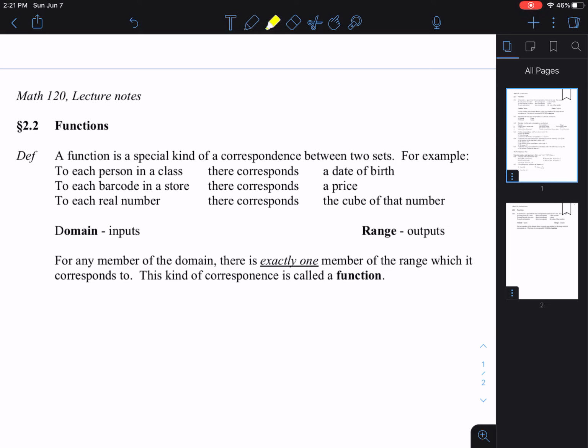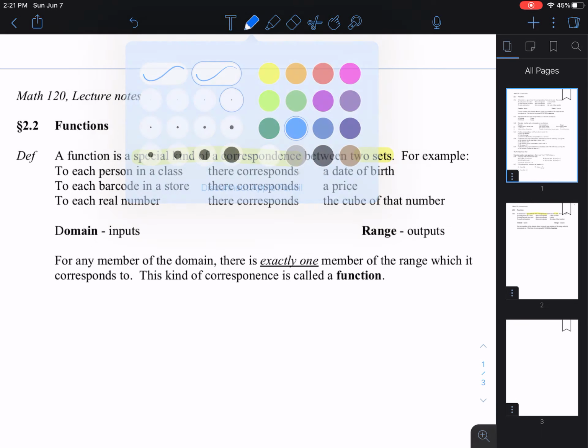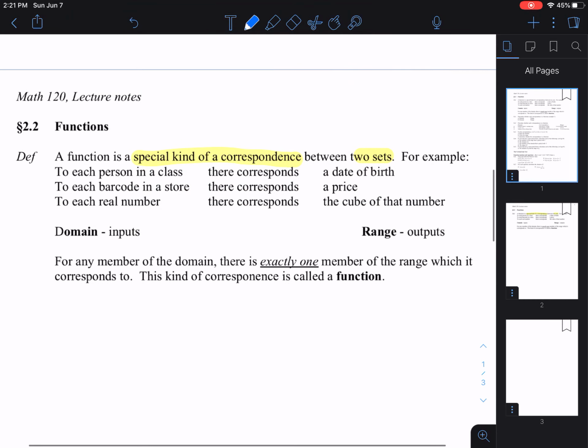It says that a function is a special kind of correspondence between two sets. What that really is saying is that we have two sets, we can say set A and set B, right? A correspondence is like a relation. So something that describes how one thing relates to another, and it's a special kind of relation here.